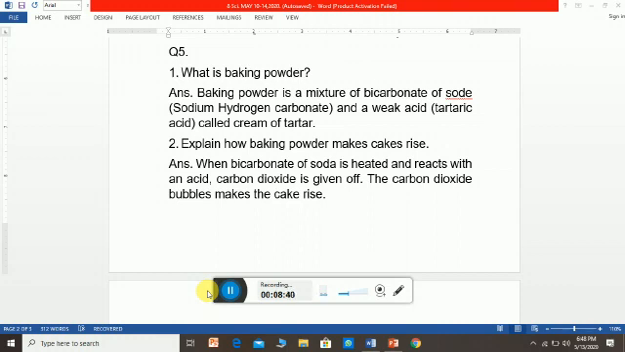I hope there is no confusion about any question and the topic as well. Keep in mind, in these three lectures we discussed that whenever acid reacts with metal carbonates, it gives us metal salt, carbon dioxide, and water as well.